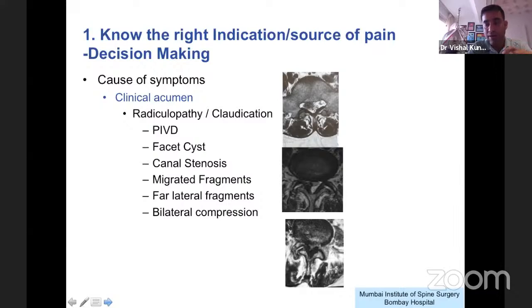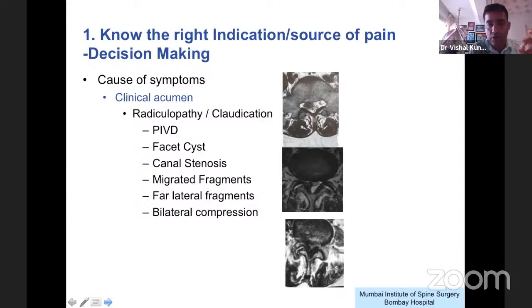Remember, on one hand, MIS surgeries can tackle almost all the pathologies, but we also must not forget that MIS surgery is a targeted surgery, and that is why the exact target or the source of pain must be known beforehand, and you must be absolutely sure about what the exact cause of the pain is, whether it's a migrated disc fragment, whether it's a facet cyst, or it is a combination of all these with ligamentum flavum hypertrophy, with facet, with instability, or whatever.